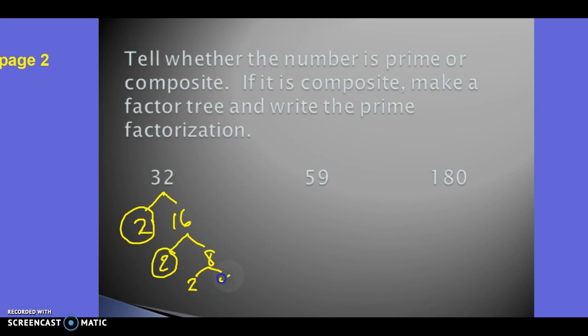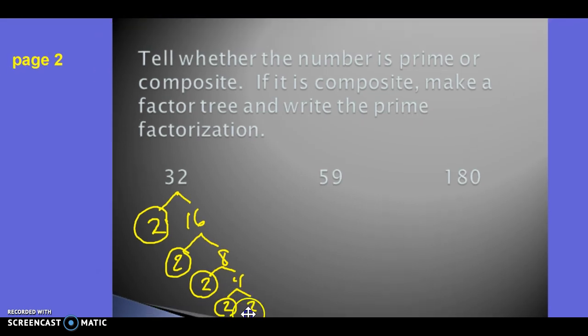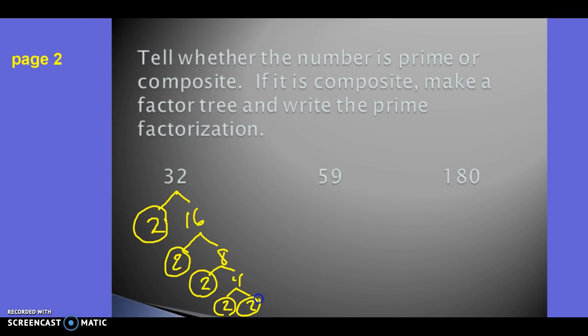8 is 2 times 4. Again, circle the 2, keep going on the 4. Finally, 4 is 2 times 2. So the prime factorization of 32 would be 2 times 2 times 2 times 2 times 2. I've got 5 of them. 1, 2, 3, 4, 5.